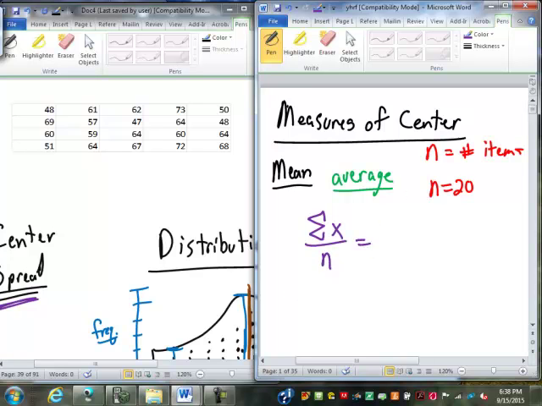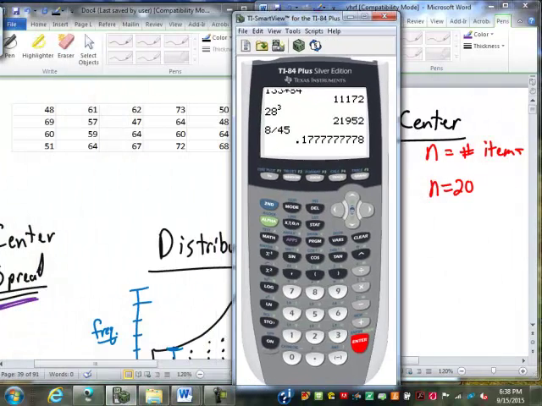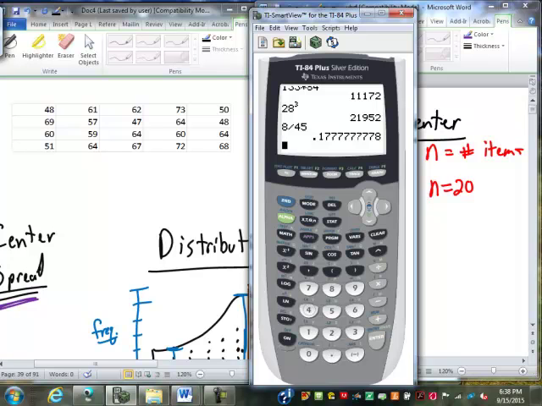So for this list over here, if I'm going to add those up, I'm going to take 48 plus 61 plus 62 plus 73 plus 50 plus 69, oops, 69 plus 57, should have used a smaller list, 64, 48, 60, 59, 64.